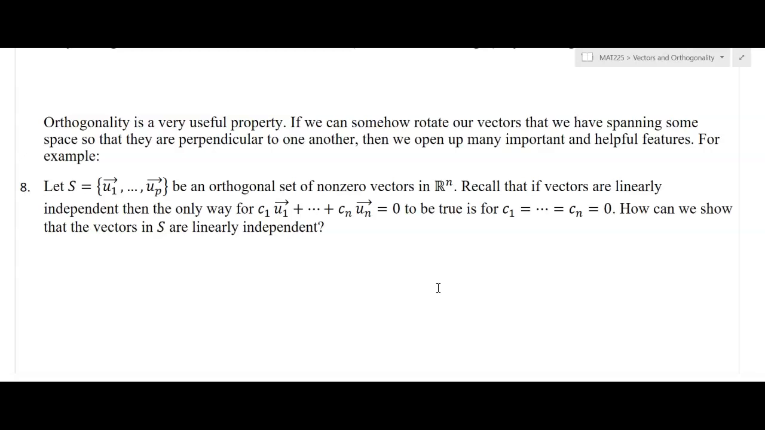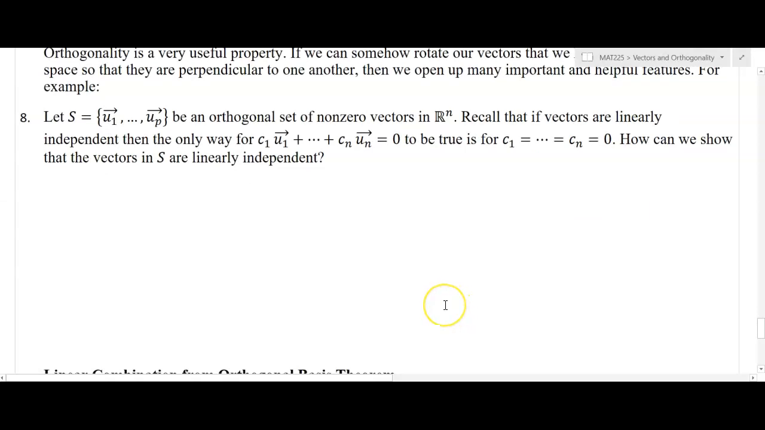We have an orthogonal set of vectors, and we know that if vectors are linearly independent, then the only way for a linear combination of those vectors to equal the 0 vector is for all of the coefficients to be 0. In that case, those vectors would be linearly independent. But here's something interesting about what takes place whenever we take orthogonal vectors. We know that they are perpendicular to one another.